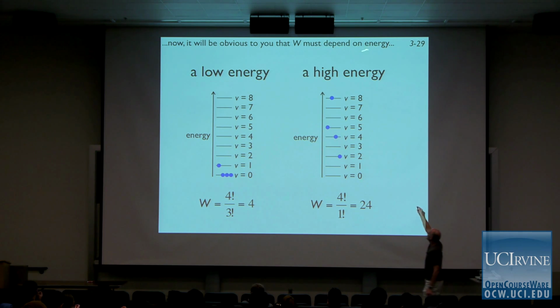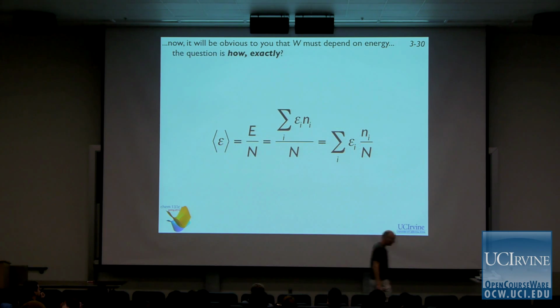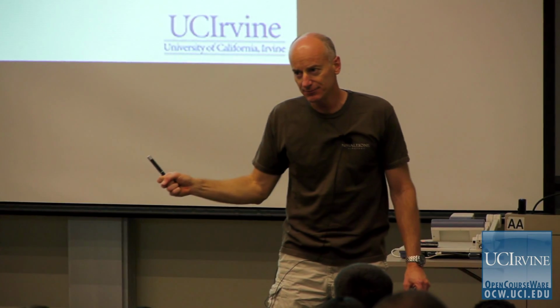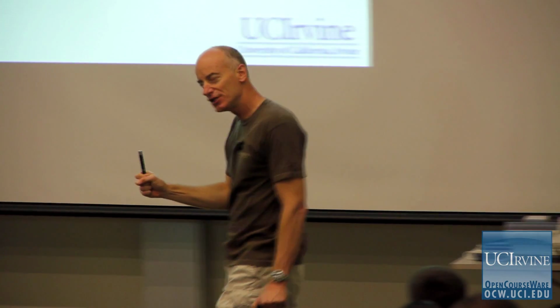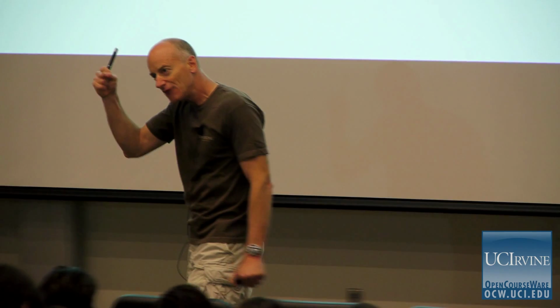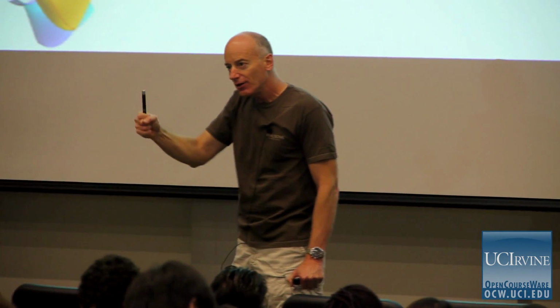So qualitatively, we understand that energy is going to be correlated with W and with the partition function somehow. So let's see if we can figure out what the relationship is between the energy and the partition function. We're going to keep coming back to this partition function in stat mech. It's the central object.